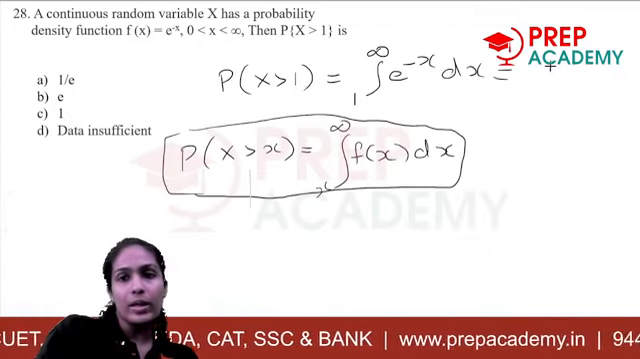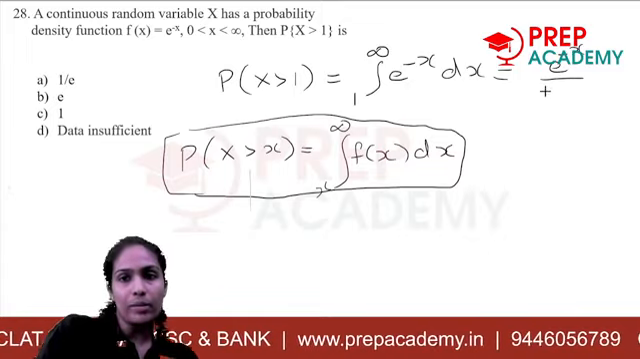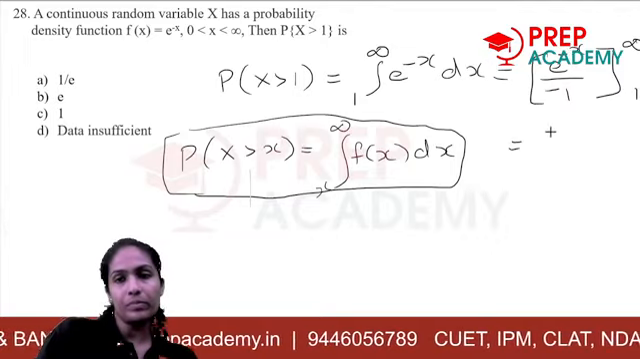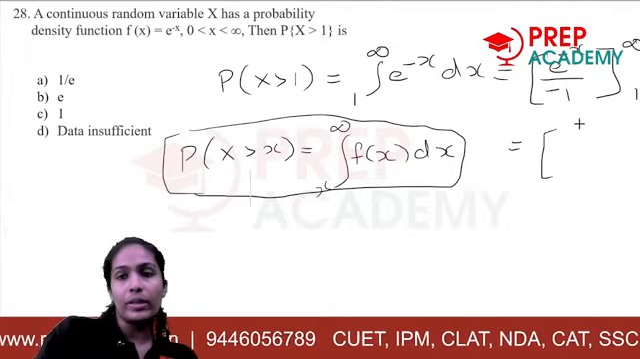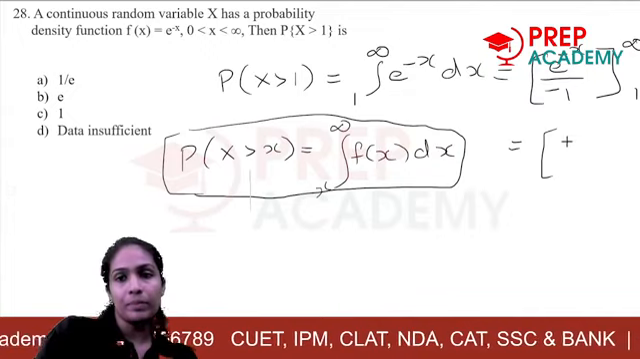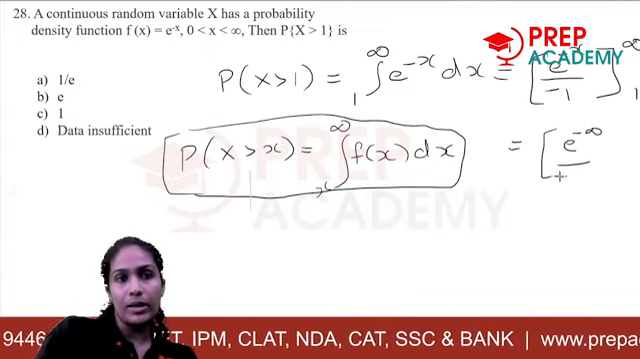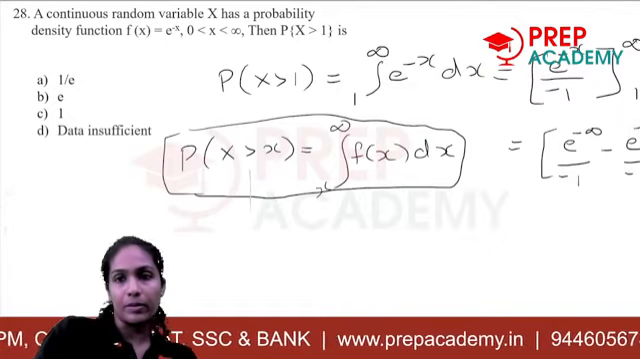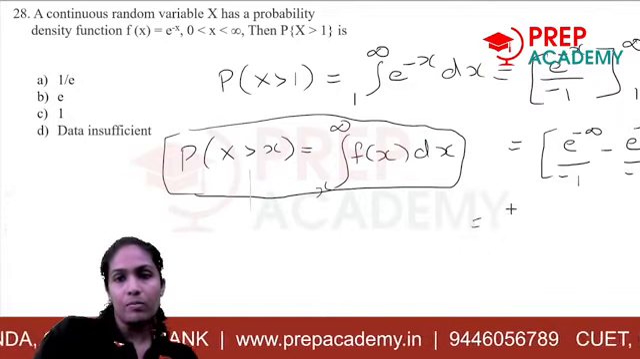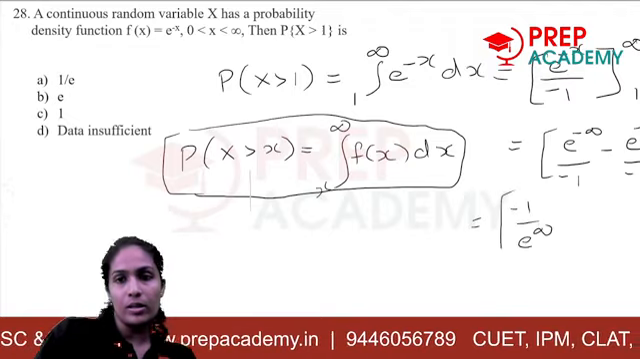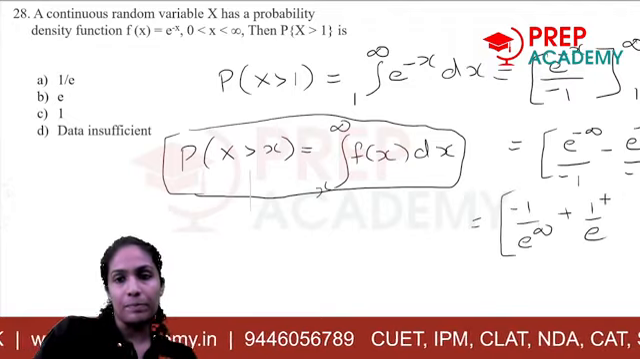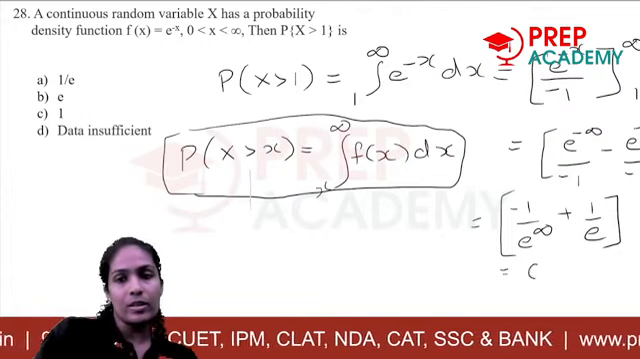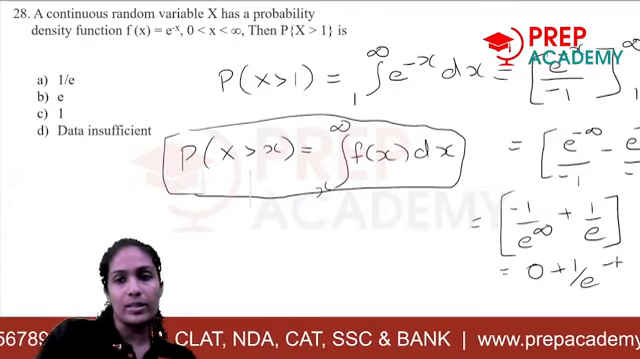So the integral of e raised to minus x is e raised to minus x by minus 1, from 1 to infinity. So now apply the upper limit and lower limit. E raised to minus infinity by minus 1, minus e raised to minus 1 by minus 1, is equal to minus 1 by e raised to infinity plus 1 by e, which is 0 plus 1 by e. So the answer is 1 by e.